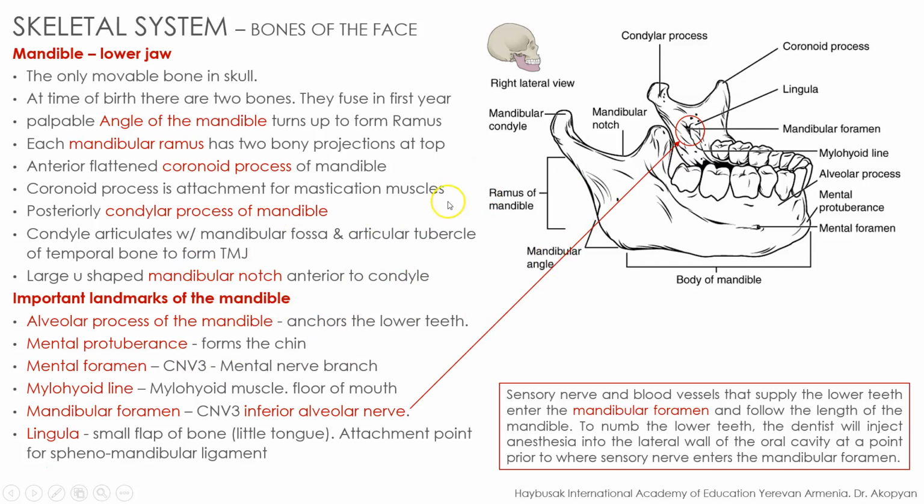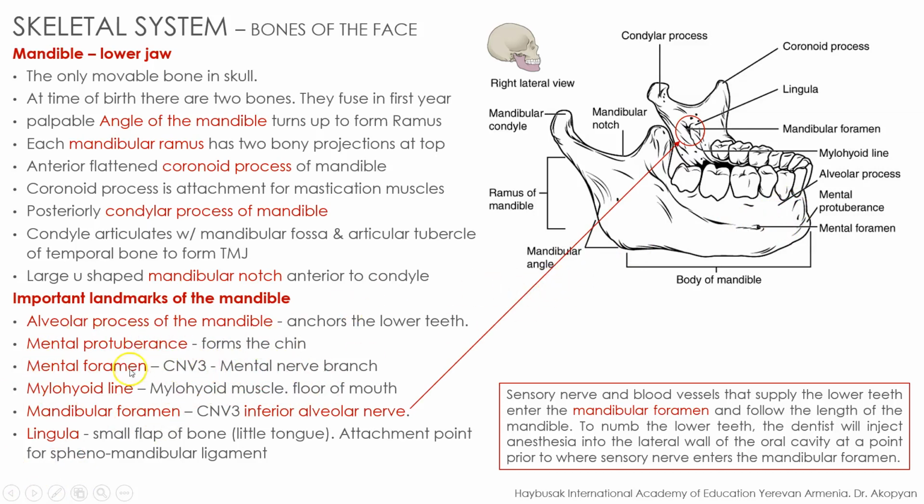Now, some important landmarks of the mandible include the alveolar processes, which form the inferior or lower teeth, and the anterior mental protuberance, which forms your chin. Lateral to the mental protuberance are the mental foramina, which house the mental nerve, the mental branch of the fifth cranial nerve, the third branch.